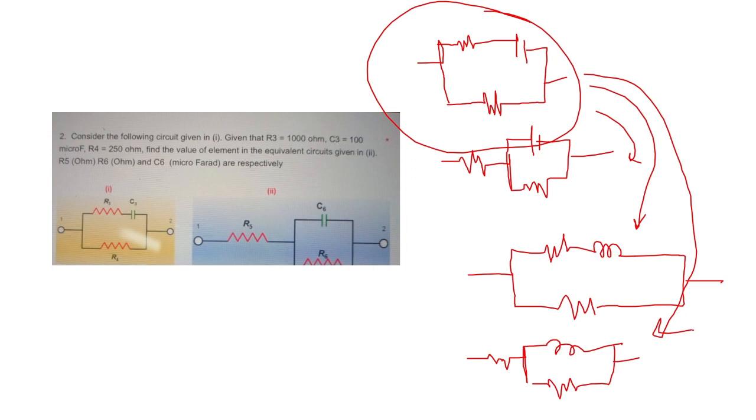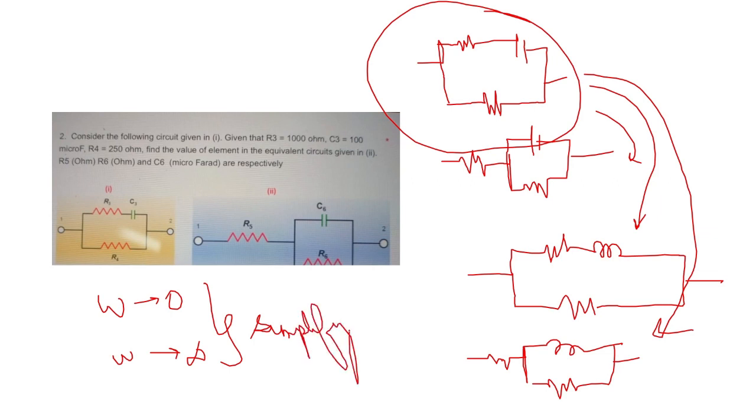So if any one of them is given and you are asked to find the other ones, you will have to find out how. Two conditions. First, we solve it using omega tends to 0. Next, omega tends to infinity. Any question of this kind, this is how you will have to approach your exam. Using each one of them, you will simplify the circuit and you will find the impedance.